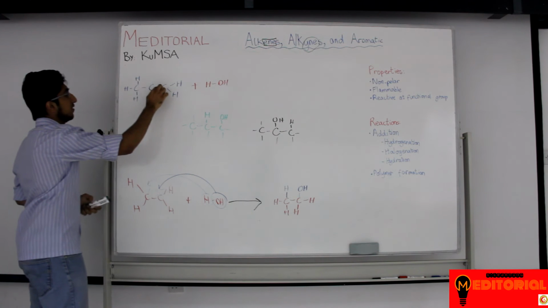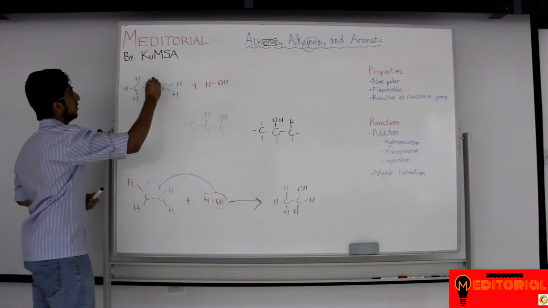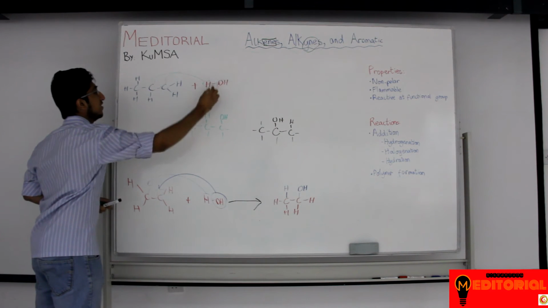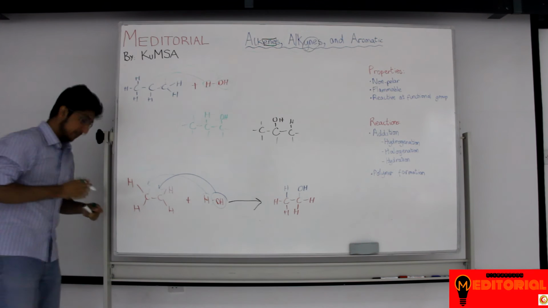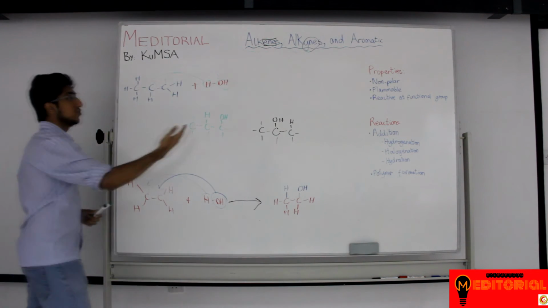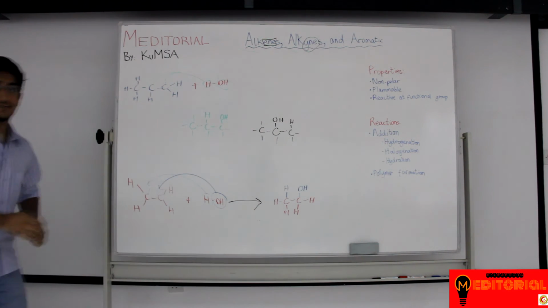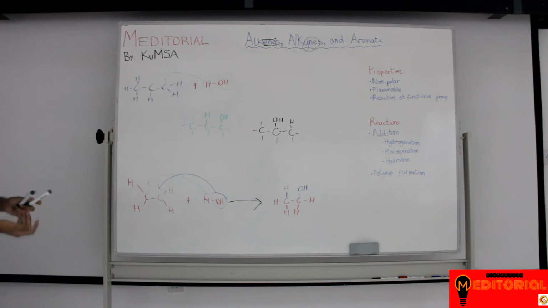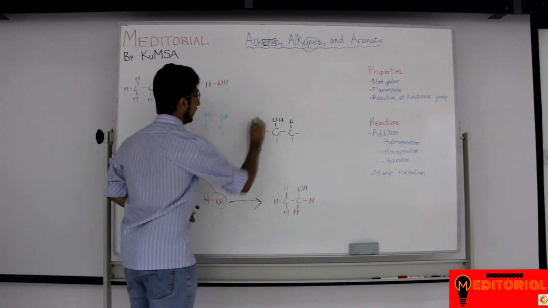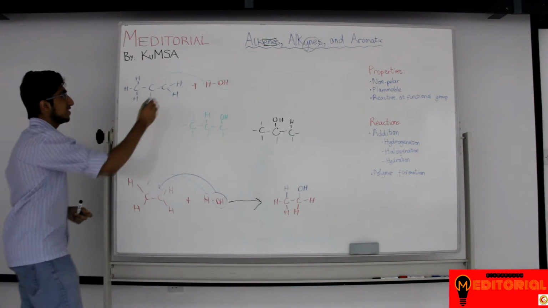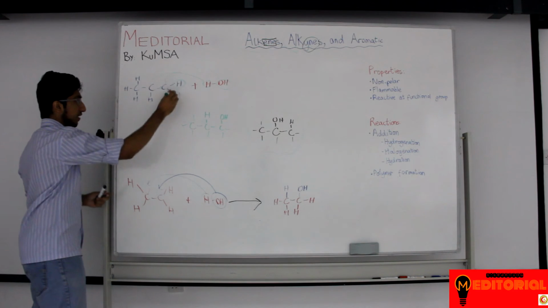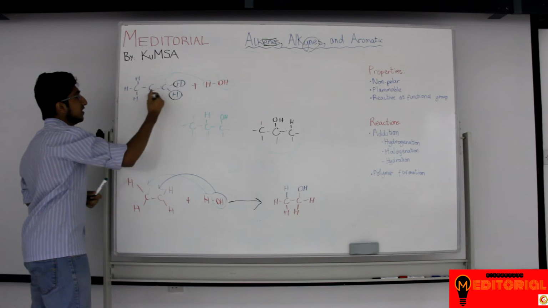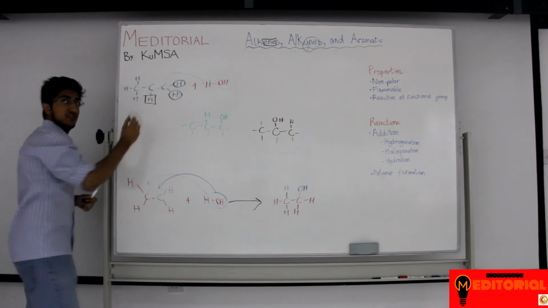Because when a double bond breaks, you get two single bonds, which one H can attach here or here, and this OH can attach here or here. So depending on where they attach, you can get two completely different compounds. But which one of these compounds will be formed more? And the answer is this one. Reason being, this carbon has two hydrogens on it, whereas this carbon only has one hydrogen.